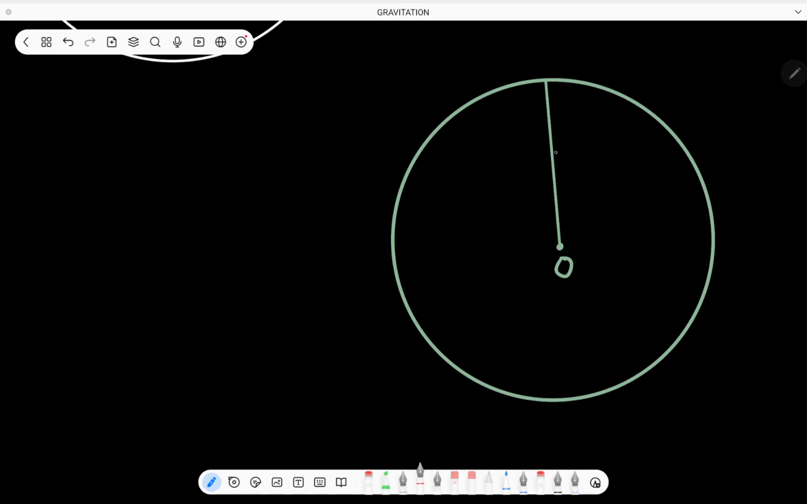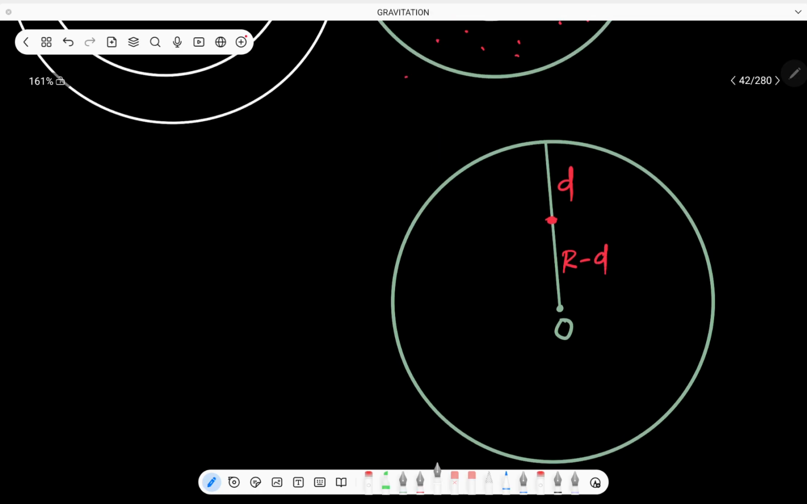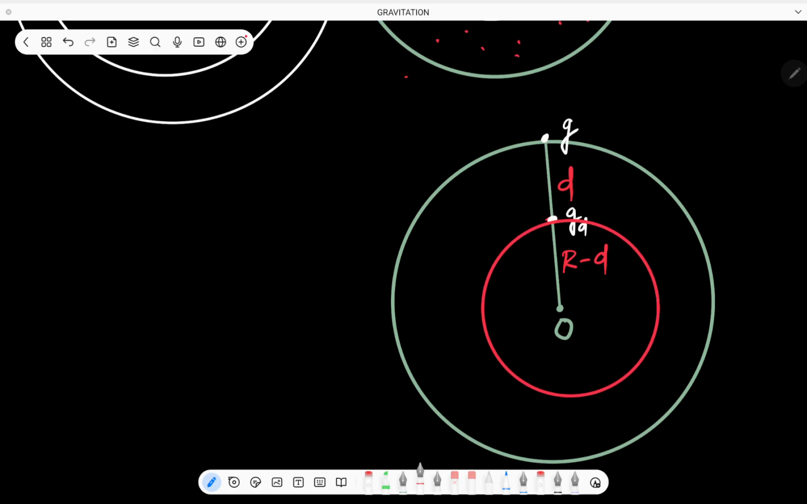ठीक है जी. तो यहाँ पे आप एक point मान लीजिए, which is at a depth of d from the surface of Earth. So obviously this distance will be r minus d, because the radius of the Earth is r. What is the value of acceleration due to gravity on the surface of Earth? That is g. What is the value of acceleration due to gravity at this very point? That is gd, acceleration due to gravity at depth d. Now I am saying that the acceleration due to gravity at the depth d will be only because of this red circle, only because of this.